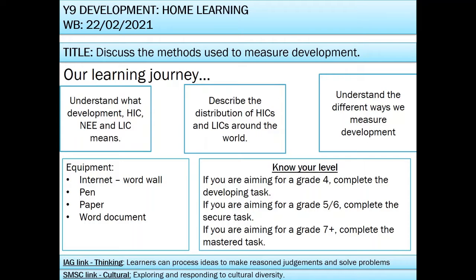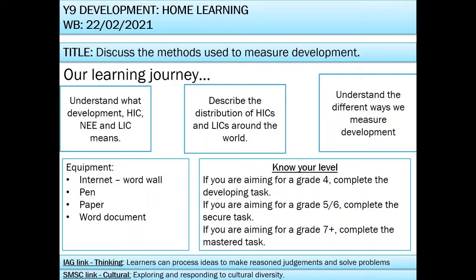So for this lesson our learning objectives are, first of all, understand development and what HIC, NEE, LIC mean. We're then going to describe the distribution of HICs and LICs around the world, so where HICs and LICs are found in the world. And then finally, we're going to understand the different ways we can measure development and their strengths and weaknesses. So how do we measure if a country is a HIC or an LIC? And then we're going to look at whether those different measures are good or bad.